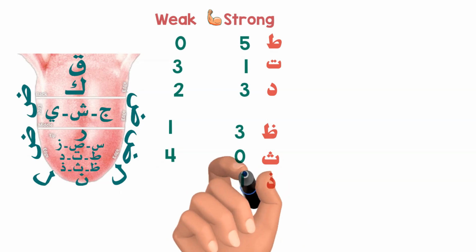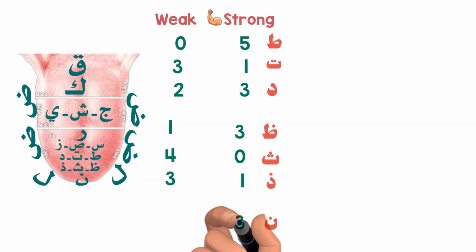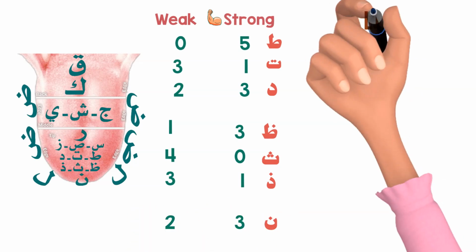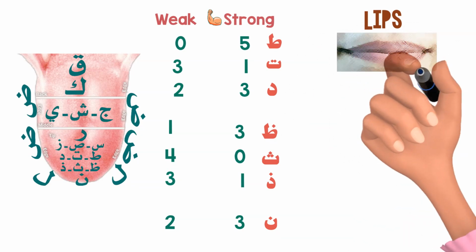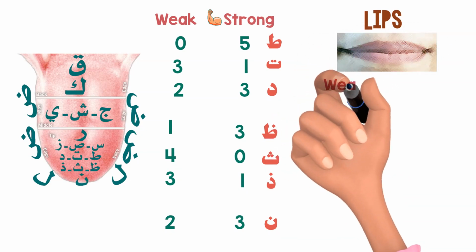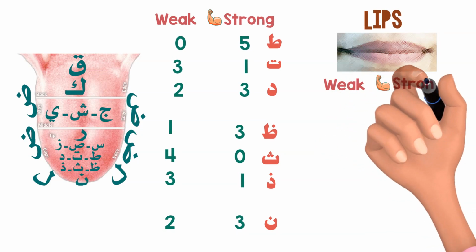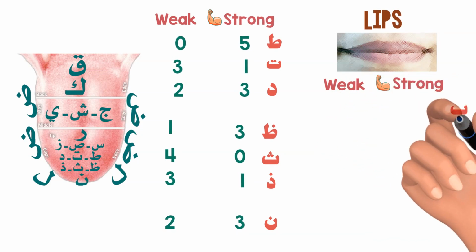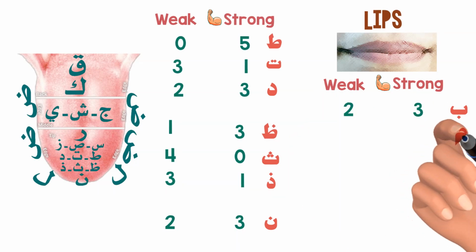Now, the next minor articulation point for the tha, and dhal. The tha has three strong ones and one weak. Zero strong characteristics and four weak ones. The dhal has one strong and three weak. Last minor articulation point for the noon, with three strong characteristics and two weak ones.